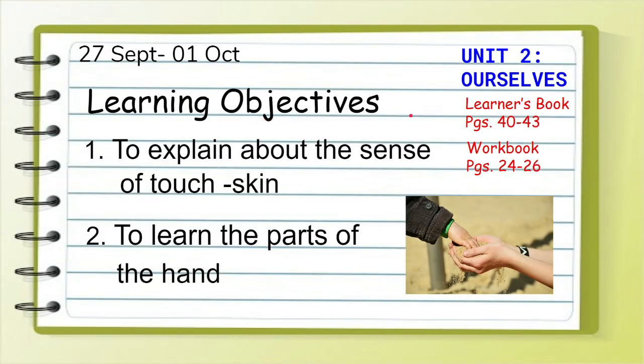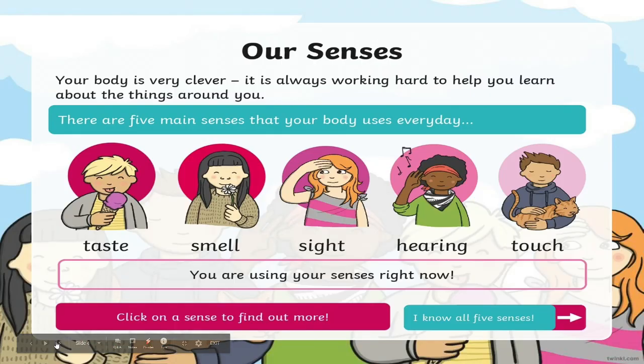Our learning objectives are to explain about the sense of touch, that is our skin, and to learn the parts of the hand. Our body is very clever. It is always working hard to help us learn about the things around us. With our five senses, the sense of taste, sense of smell, sense of sight, sense of hearing, and sense of touch, we can explore and learn more about our world.